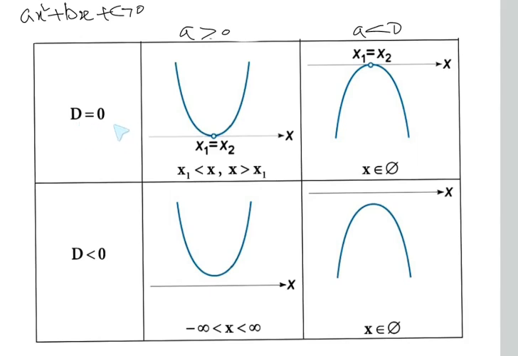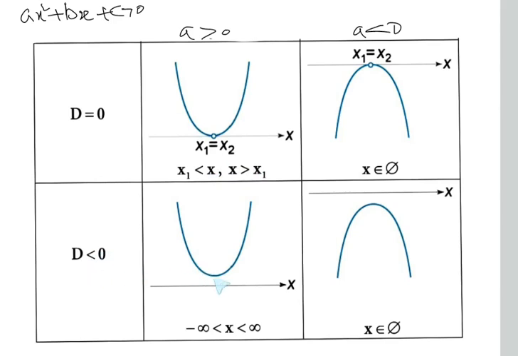If the discriminant is 0 and a is greater than 0, then the curve should be like here. It touches the x-axis at a point, x1 equal to x2, in the form of a U, and for a less than 0, a reverse of U. It touches at x1 equal to x2. Both solutions x1 and x2 are equal.